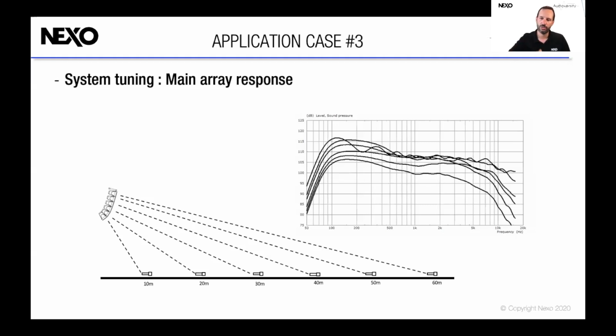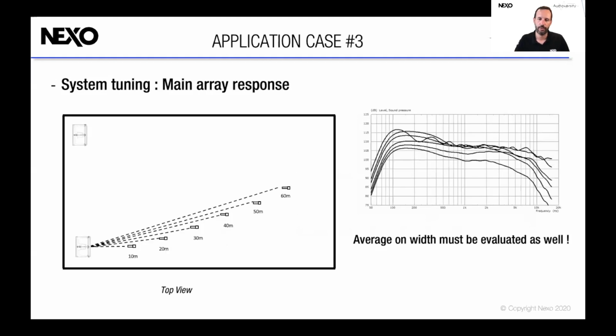So you do an average along the depth, but don't forget that when you do any measurement, you also have to do an average on the width. Okay, so a good way would be to get different microphone positions along the depth, but also to move the microphone position along the width.